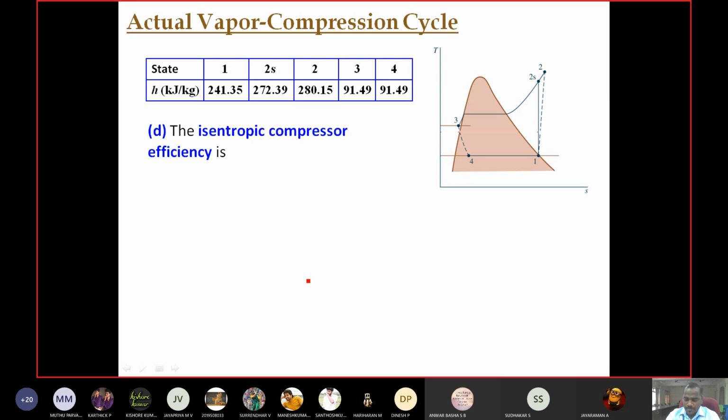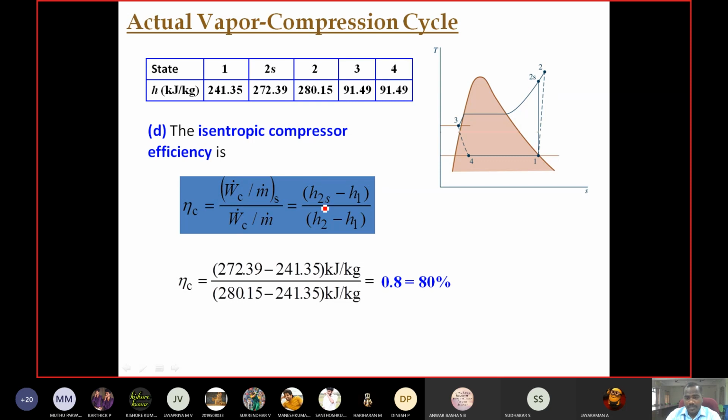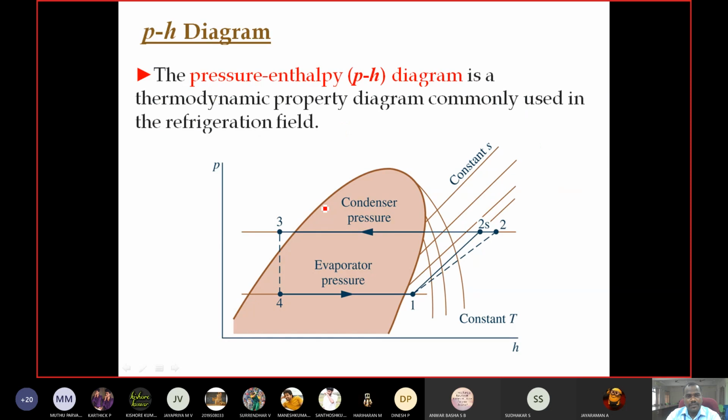Fourth, we need to find the isentropic compression efficiency. We know the formula, that is H2s minus H1 divided by H2 minus H1. The data were given, so we can directly substitute to get the isentropic compression efficiency. That will be approximately 80%, that is 0.8.